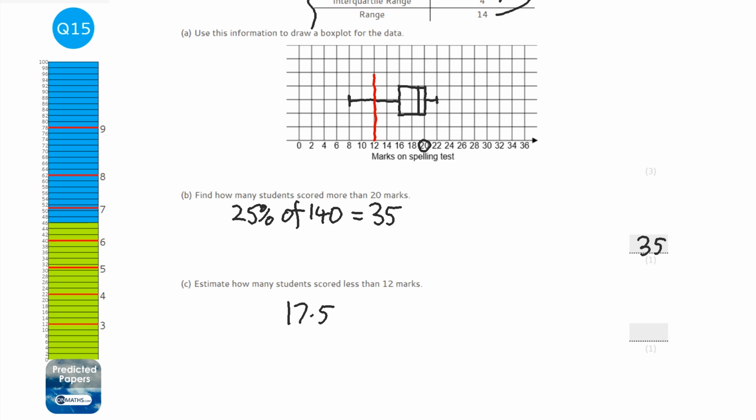And what am I going to say? I'm going to say 17 students. It doesn't actually matter which one you write down because you've shown that it's 17.5, well you can't get half a student, so let's go for 17 or let's go for 18.